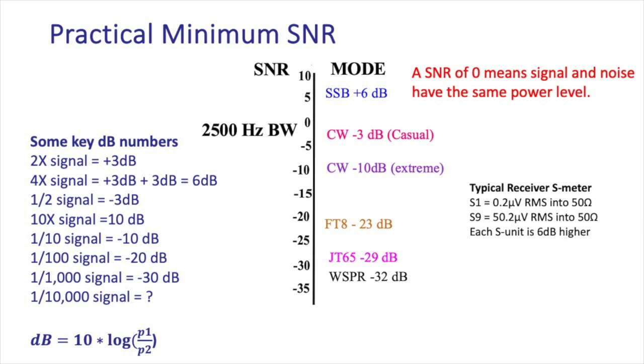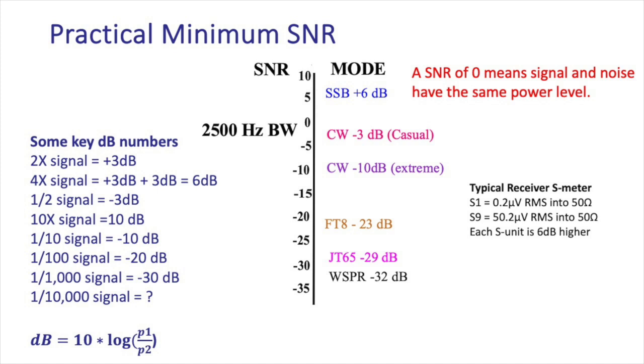The signals that are divisible by 10 are real easy. Like say 10 times the signal, you get a 10 dB gain. If you have a tenth of the signal, you get a minus 10 dB. If you go to 100, it's 20 dB. If you go to 1,000, it's 30 dB. You see a pattern here? What if the signal was 10,000 times more? How many dB do you get? 40. Basically, it's the number of zeros, followed by the 0. It tells you how many dB it is.